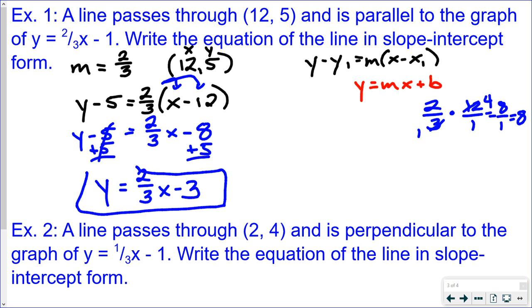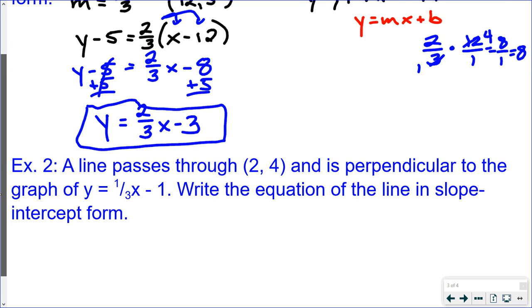So this is the equation of a line that's parallel to this one and goes through the point (12, 5). And notice these two lines have the same slope and different y-intercepts. This has a y-intercept of -1. This has a y-intercept of -3. All right, let's look at another one of those.